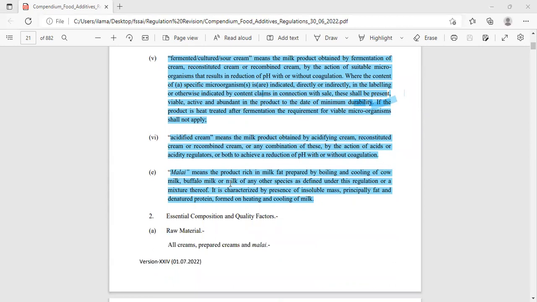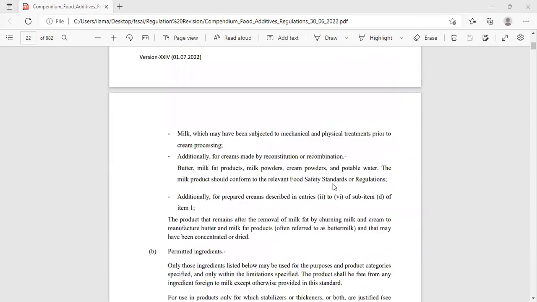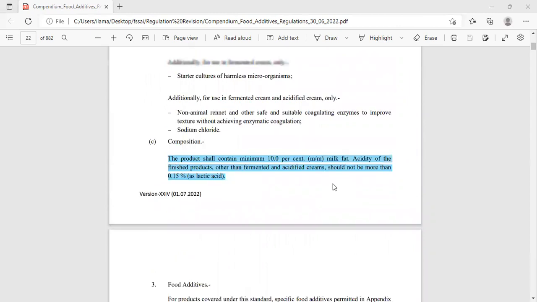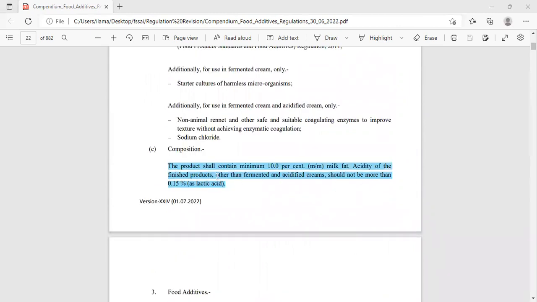Next, malai means it's a product rich in milk fat, and it is prepared by boiling and then cooling of cow or buffalo milk. Next one. Go through this value, like the product should contain minimum 10% of milk fat, that is cream, and the acidity will be not more than 0.1%. The measuring parameter is lactic acid.